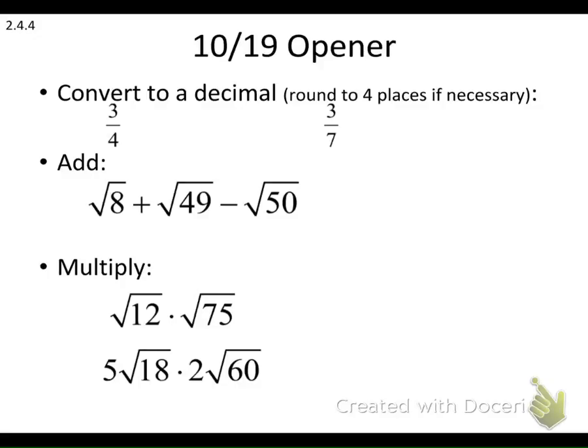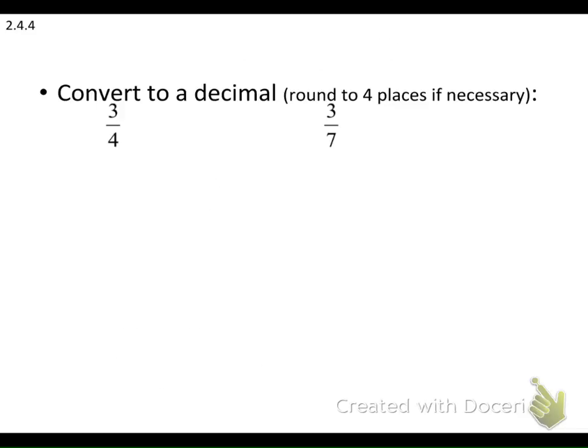Okay, so the first two questions on your opener today, it says convert to a decimal, round to 4 places if necessary. In order to change a fraction to a decimal, you're going to divide your numerator by your denominator. When I say your numerator, what number is that going to be? Yeah, so your numerator is your top number, your denominator is your bottom number.